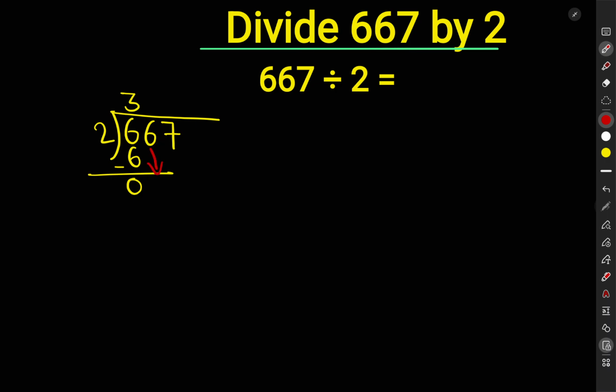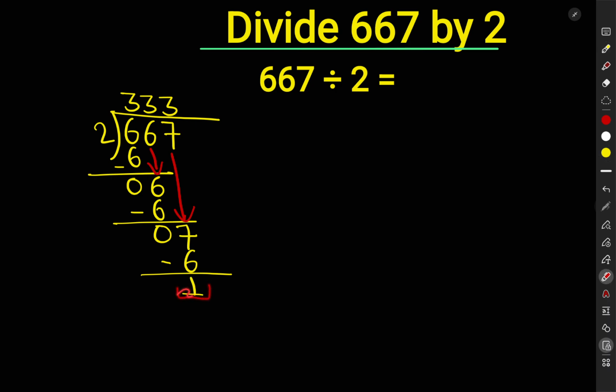So now we put down this 6 and 2 times 3 is 6. On subtracting we get 0. So again we put down this 7 and 2 times 3 is 6. On subtracting we get 1.